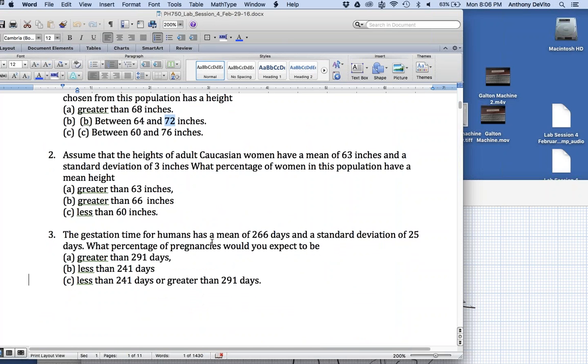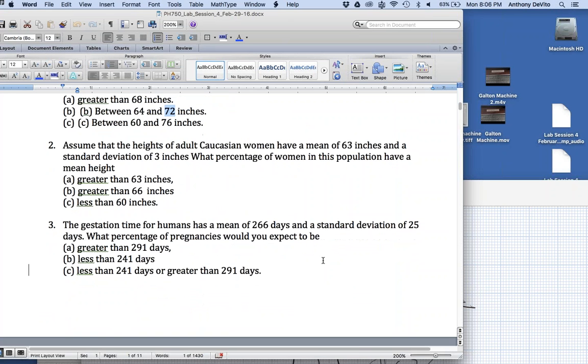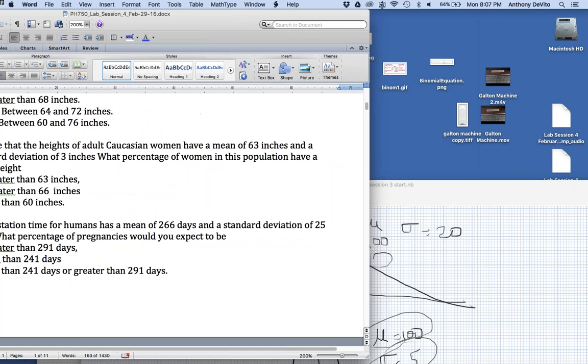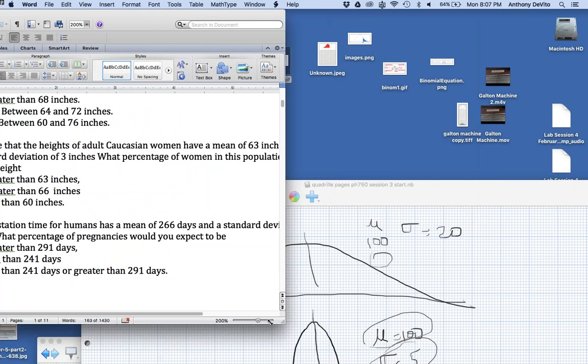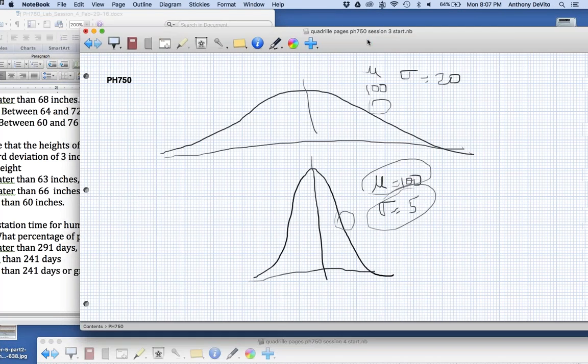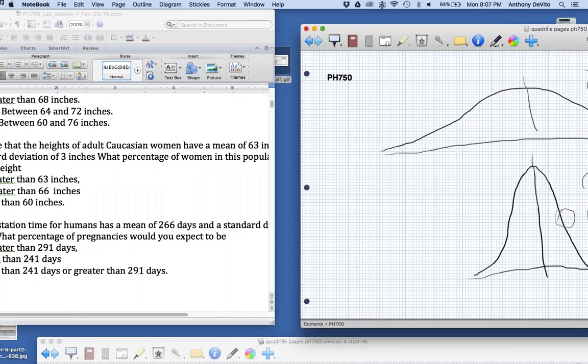Okay. The gestation time for humans has a mean of 266 days and a standard deviation of 25 days. What percent of pregnancies would you expect to be greater than 291 days? I'm going to sketch this one. Okay, now this is why we were talking about how sometimes it really helps to sketch this stuff.